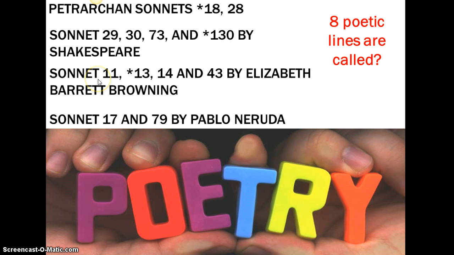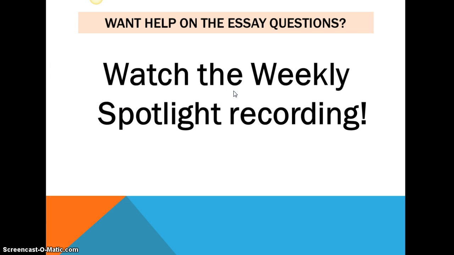Sonnets 11, 13, 14, and 43 by Elizabeth Barrett Browning, and Sonnets 17 and 79 by Pablo Neruda. Little tip here, what are 8 poetic lines called? Little quiz question. Hopefully remember that those are called the octave. All right, so want some help on those essay questions for your Unit 4 test? Watch that weekly Spotlight recording.